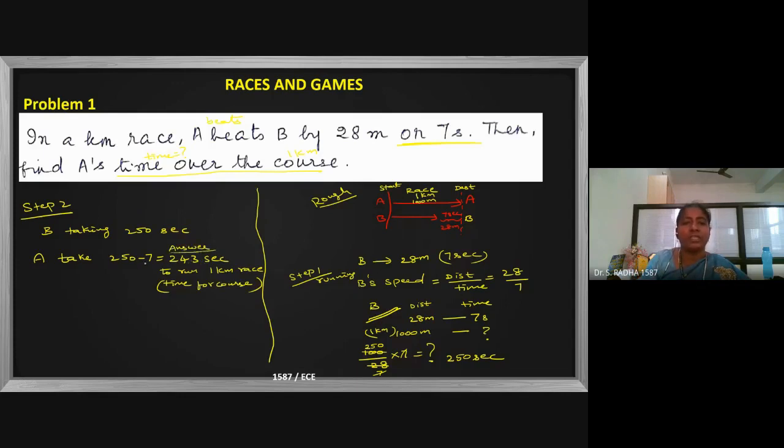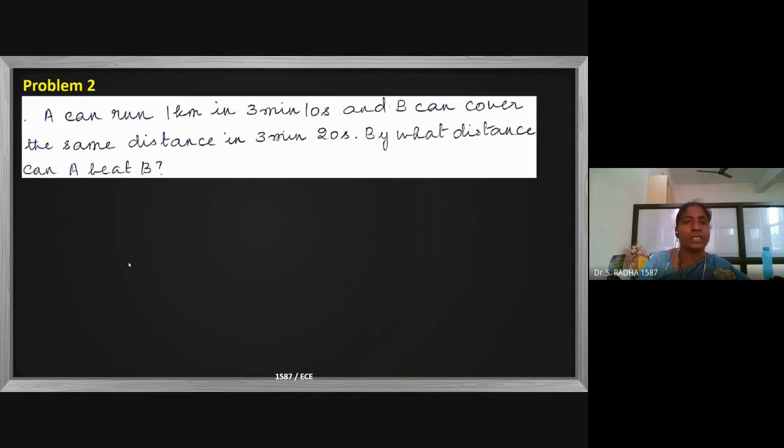The 7 is already given in the question. He has completed the race 7 seconds ahead of B. So if B is taking 250 seconds to complete the full 1 kilometer, A will take 7 seconds less. So it is 243 seconds.